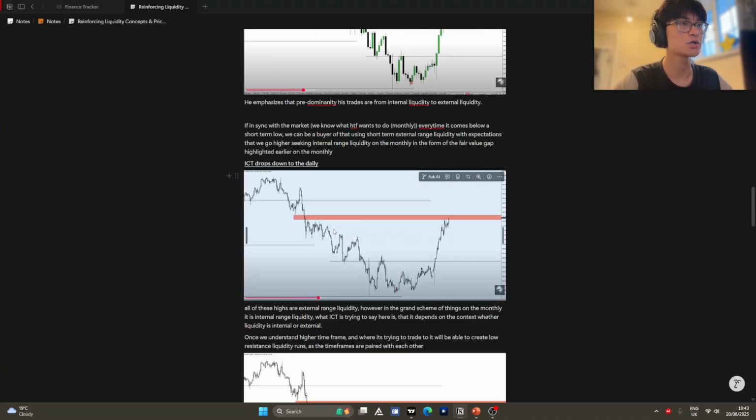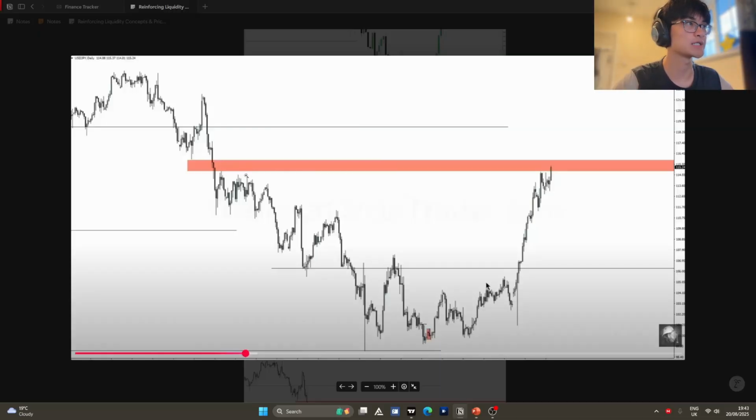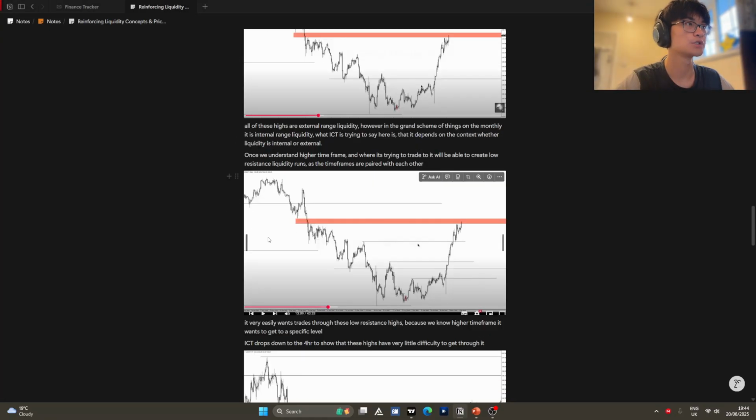So then ICT drops down onto the daily. He emphasizes these highs up here, and we can see that it's low resistance liquidity by how price runs through these highs, these swing highs. So once we understand the higher time frame, that's what he says, and where it's trying to trade to, you'll be able to create low resistance liquidity runs from understanding that higher time frame narrative, from understanding that we want to go higher.